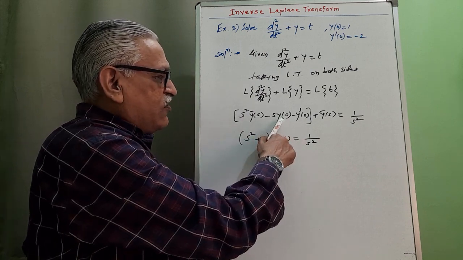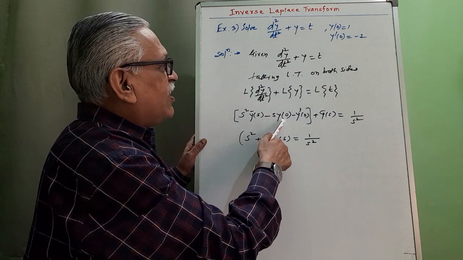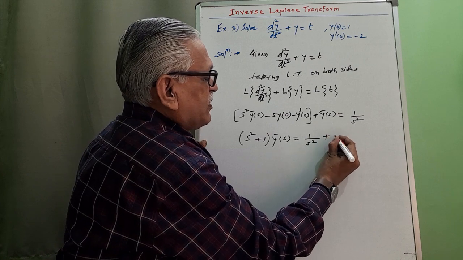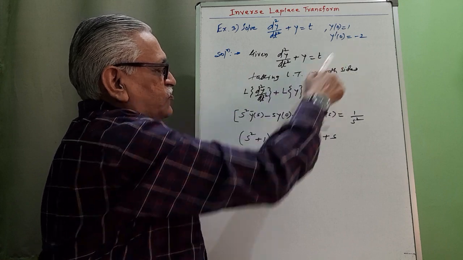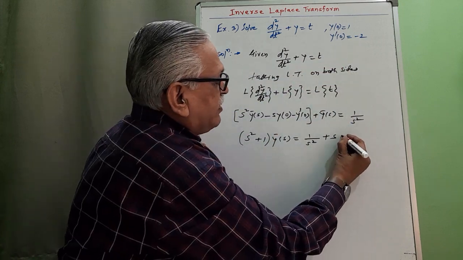Substitute the values of y of 0 and y dash of 0 and then transfer it to the right hand side. Y of 0 is 1, therefore it becomes minus s. If you transfer, it becomes plus s. Y dash of 0 is minus 2, minus and that minus it becomes plus 2. Transferring, it becomes minus 2.